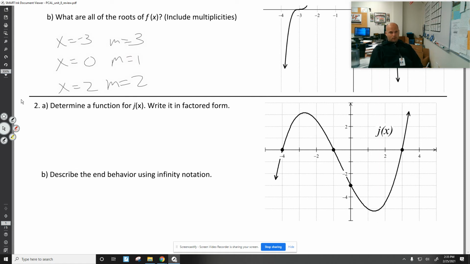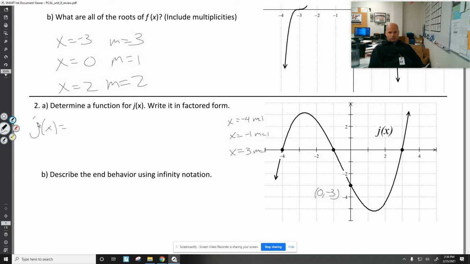Like this one. This one, I have a specific point here, 0, -3. We're going to use that to find a. Okay, what do I notice? Let's find the zeros. X equals -4, multiplicity is 1. X equals -1, multiplicity is 1. X equals 3, the multiplicity is 1. So it's going to be an x cubed. We're going to write it in factored form, thankfully. So this is j of x.